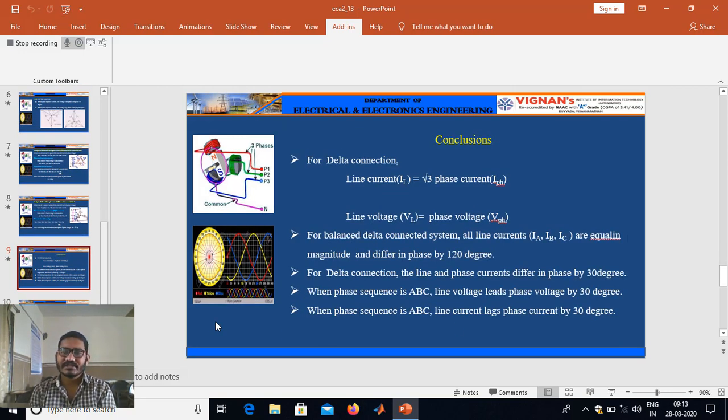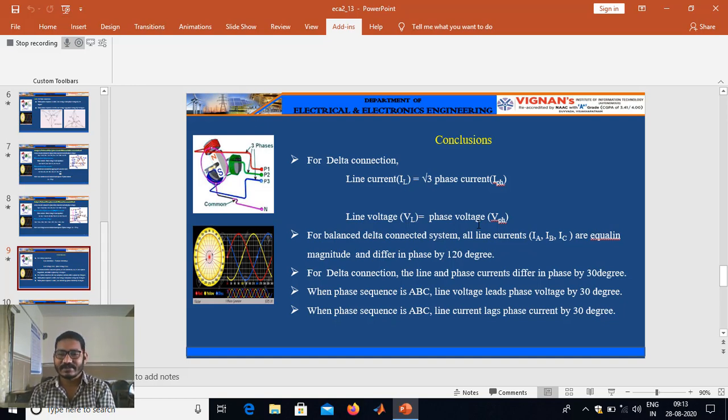So conclusions, you have to remember these points. For delta connection, IL equals root 3 into I phase, and line voltage equals phase voltage. For balanced delta connection, all line currents are equal in magnitude and differ in phase by 120 degrees. For delta connection, the line and phase currents differ in phase by 30 degrees.